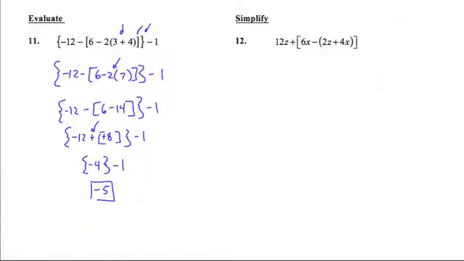Next problem, problem 12. Here we're asked to simplify. We're not going to get this down to a single number answer here. We're just going to have a simplified answer. Again, this is very similar to order of operations. We would start by looking inside of these inner parentheses to see if we could add these together, but we can't. I have a 2z and a 4x.